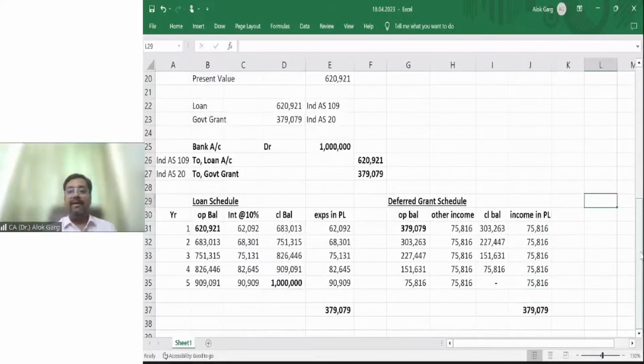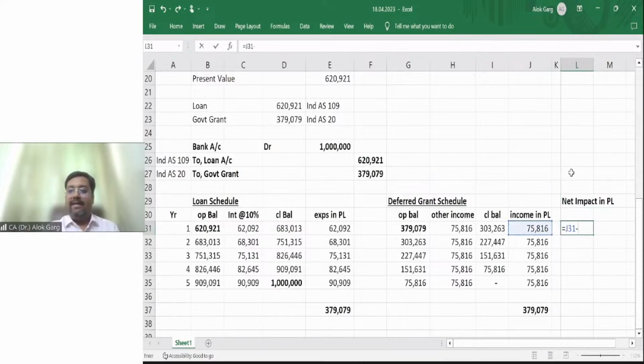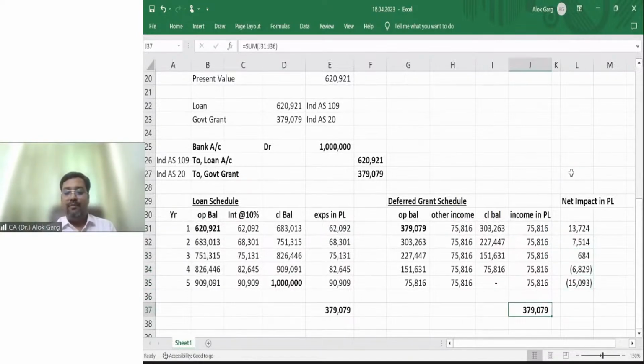Now net impact in P&L. This is the net impact in the P&L. What is the net impact in the P&L? Income minus expense is the net impact in the P&L. In the first year, 13,000 income, 7,514, 684 negative. It should be 0 over a period of 5 years. The net impact has become 0.